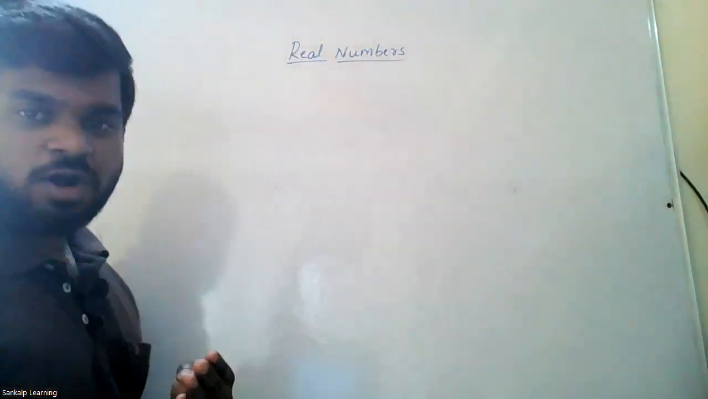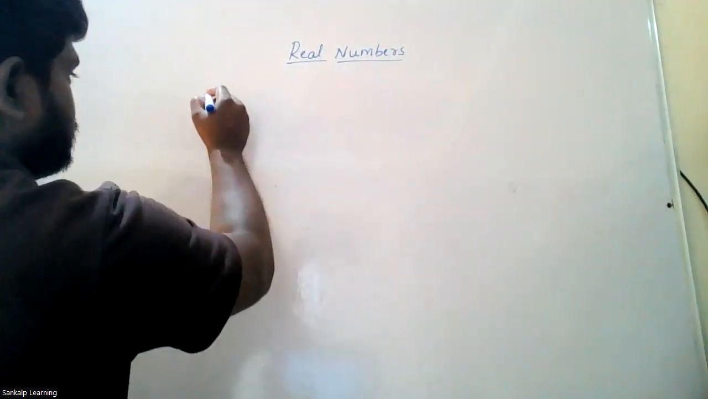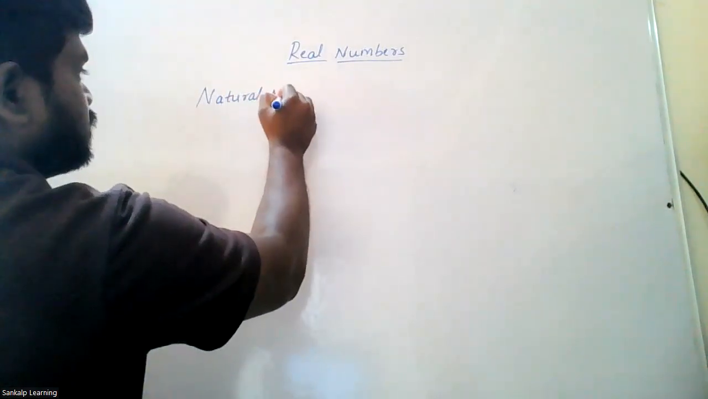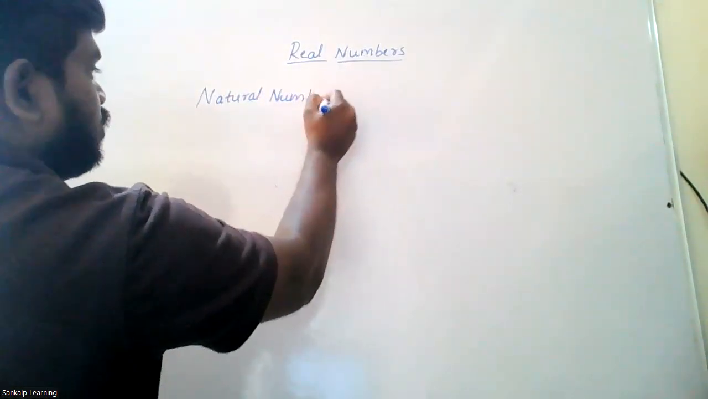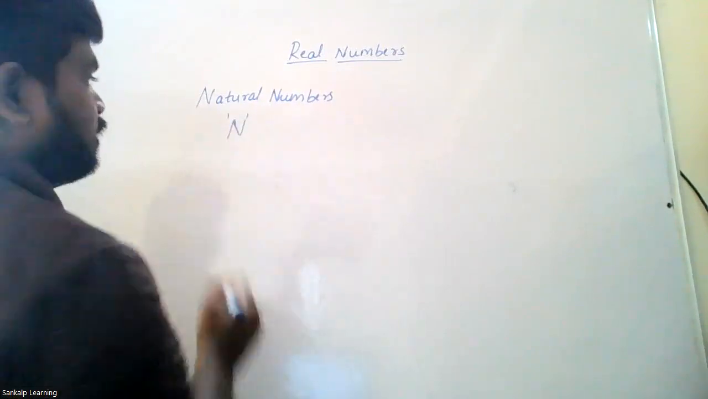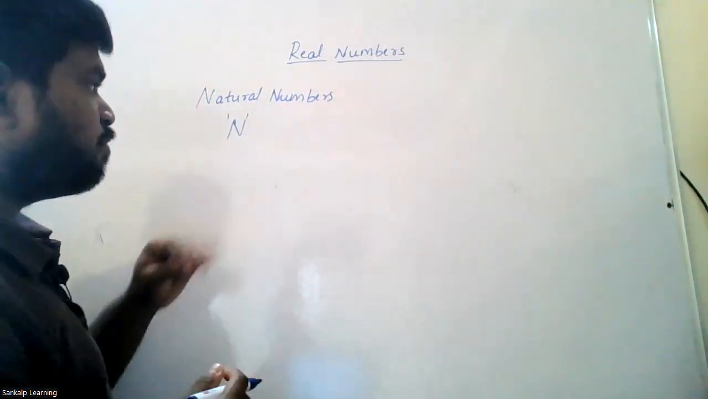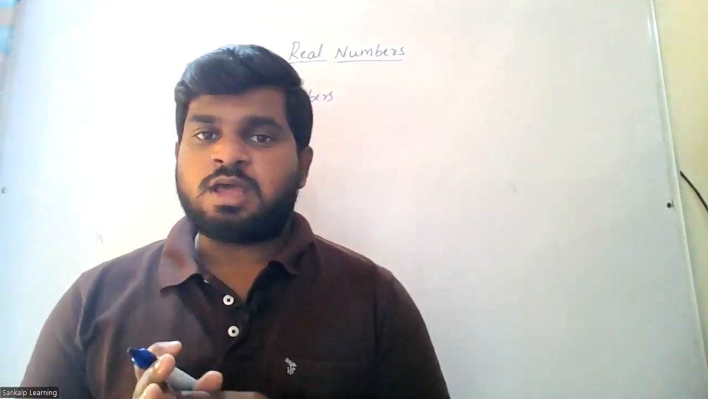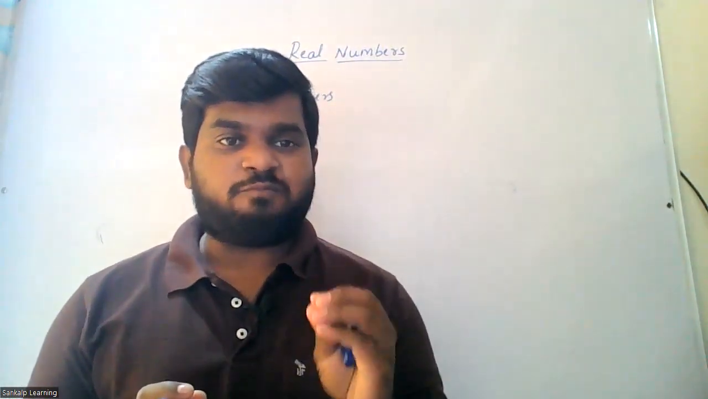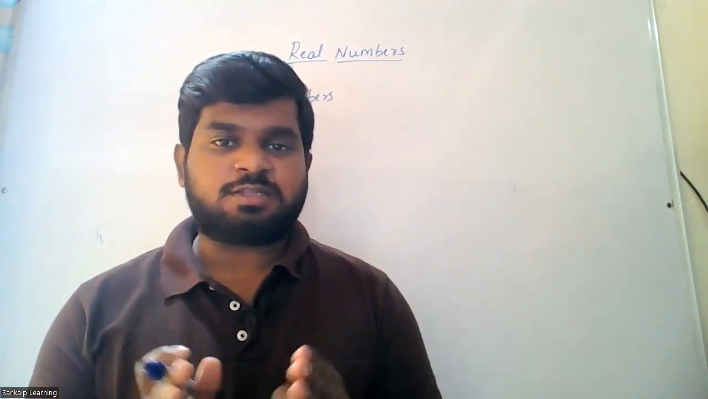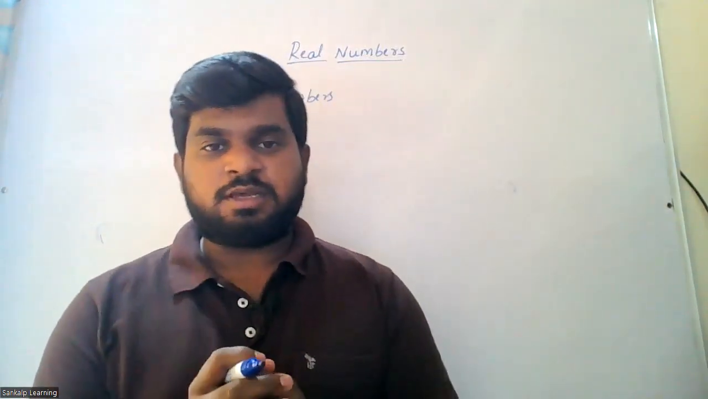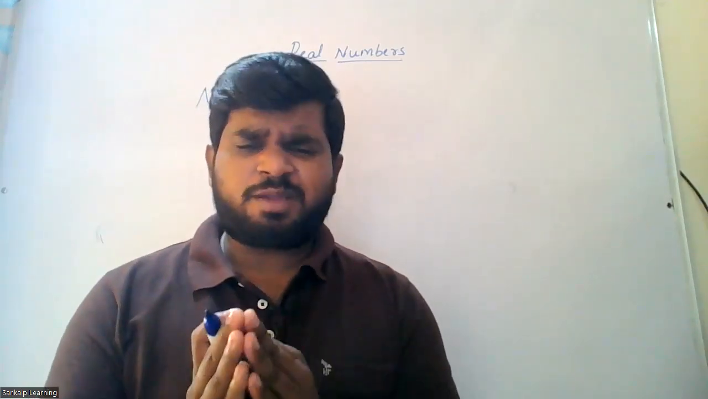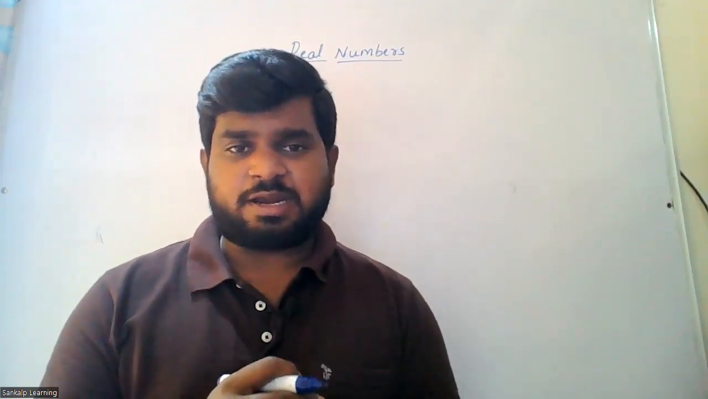You have learned something called natural numbers, isn't it? Natural numbers, which is denoted by capital letter N. What are these natural numbers? The numbers which start from 1. This is the definition that usually you guys say, isn't it? But it is not correct. It is 50% correct, not completely correct.